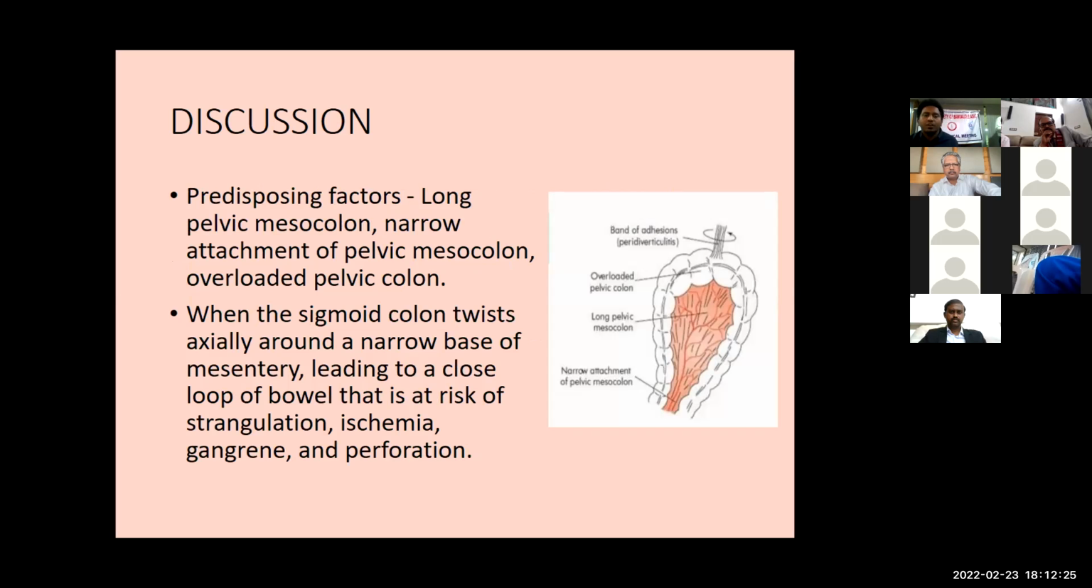Predisposing factors of sigmoid volvulus: long pelvic mesocolon, narrow attachment of pelvic mesocolon, and overloaded pelvic colon. The sigmoid colon twists axially around the narrow base of the mesentery, leading to a closed loop of bowel that is at risk of strangulation, ischemia, gangrene, and perforation.